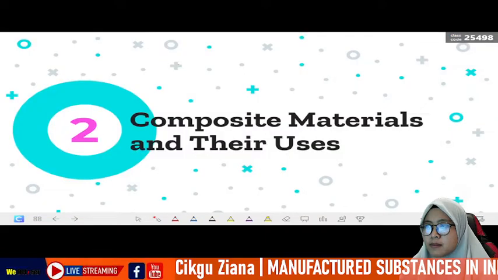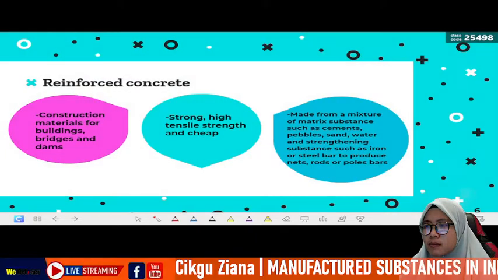Next, we have composite materials and their uses. Composite materials are widely used in the development and advancement of technology nowadays. For example, reinforced concrete. It is used in construction materials for buildings, bridges, and dams. It is strong, has high tensile strength, and is cheap.